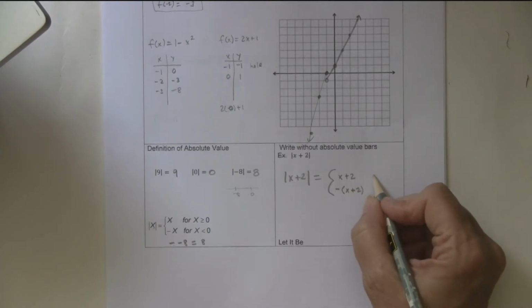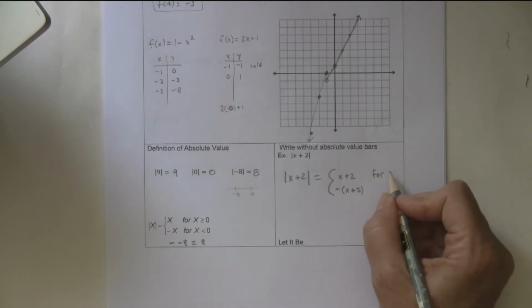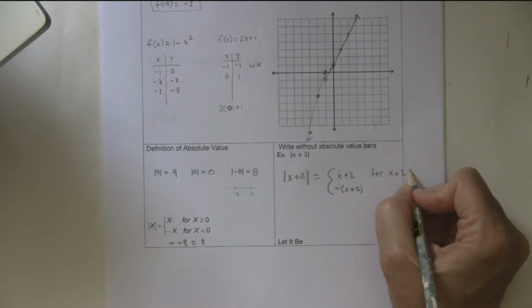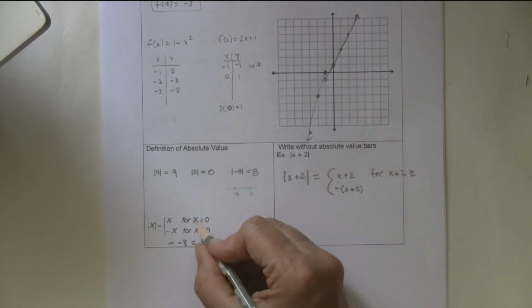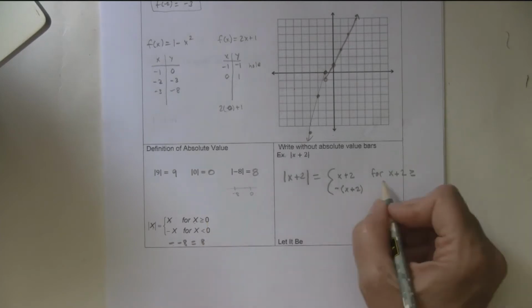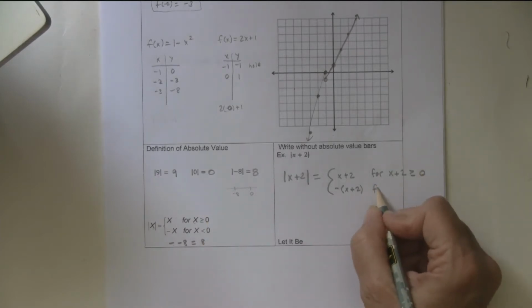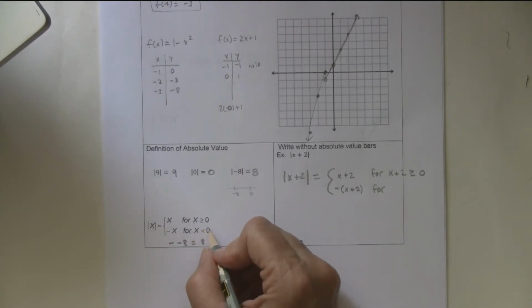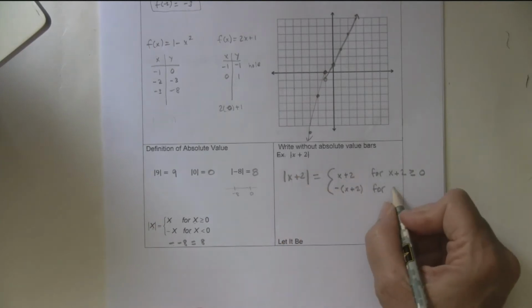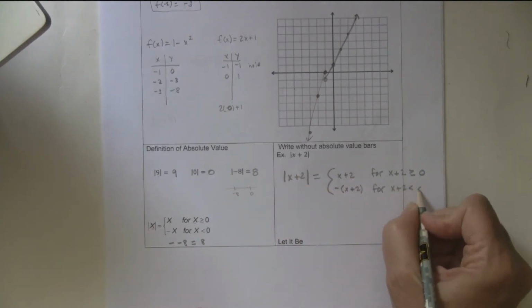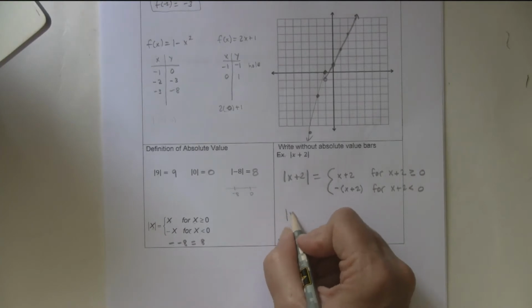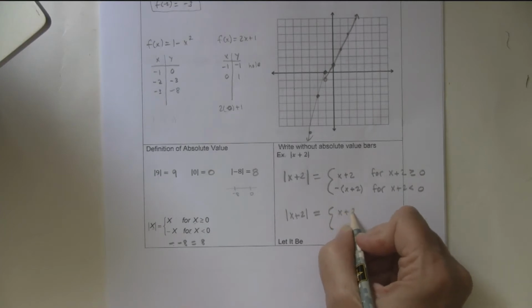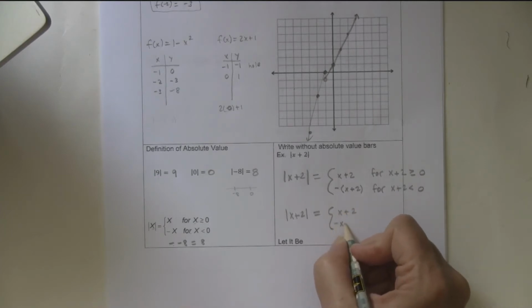And when would this be? So this would be for when, and I'm going to write it up here, x plus 2 is greater than or equal to 0. Whatever you had in there is greater than or equal to 0. And this is for when whatever you had is smaller than 0. So what I have in here is x plus 2 is less than 0. And then I'm just going to clean this up. So the absolute value of x plus 2 is equal to x plus 2 and minus x minus 2.